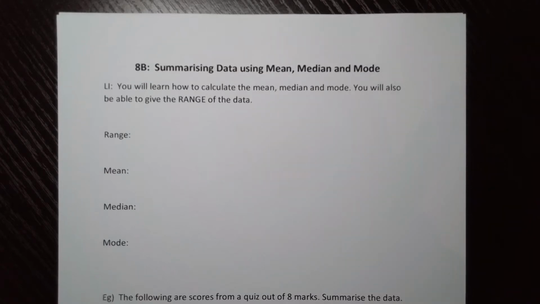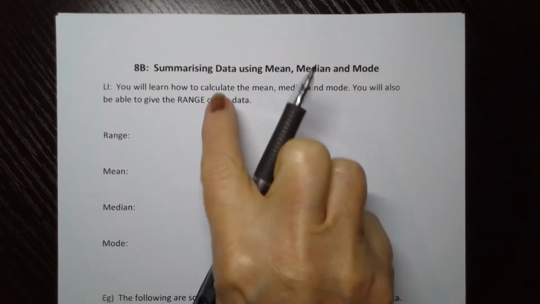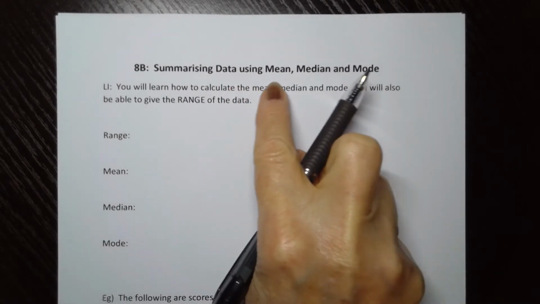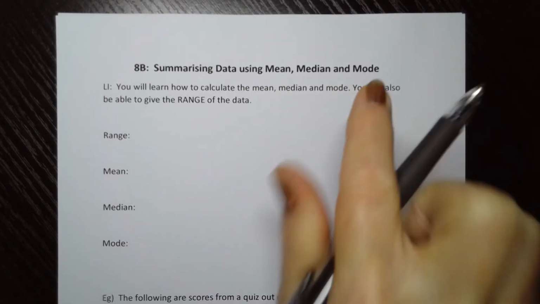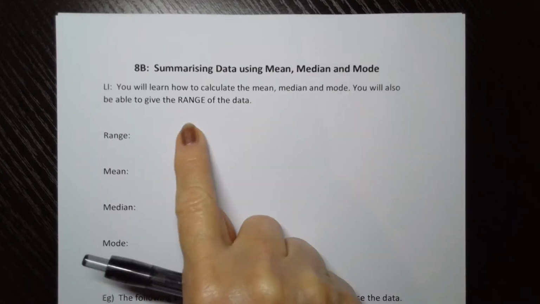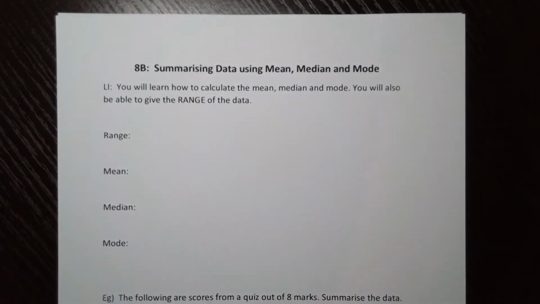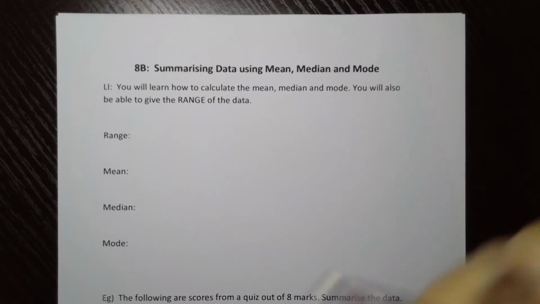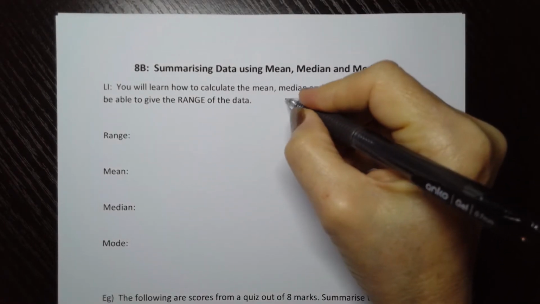Okay, 8B is about summarizing data using mean, median, and mode. So the learning intention says you will learn how to calculate the mean, median, and mode, and you'll be able to give the range of the data. Okay, so let's just put a couple of data points down so it's easier.